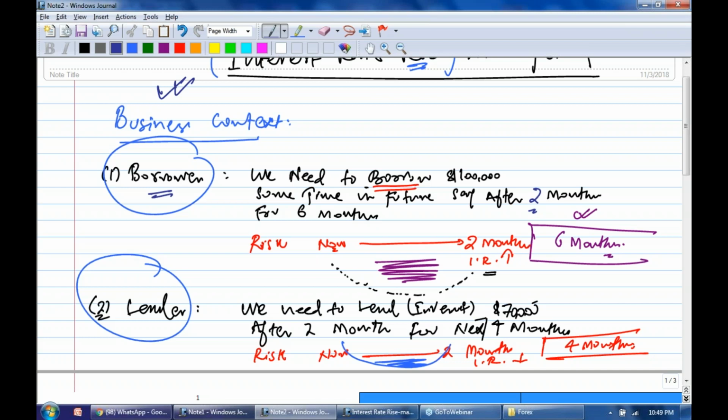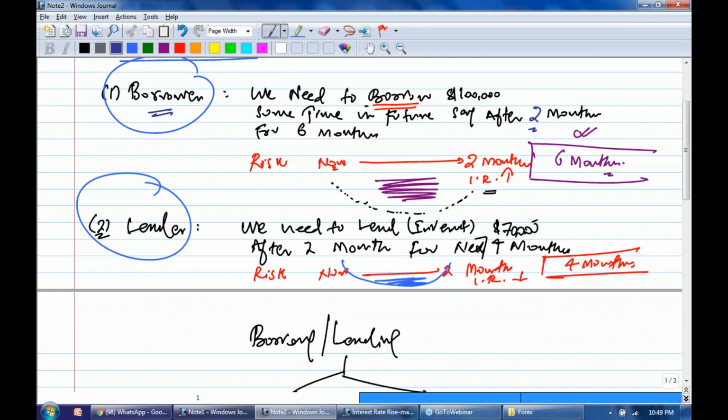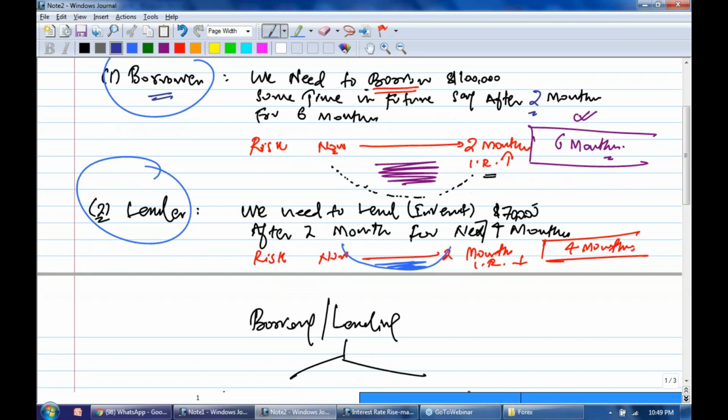In case of the lender, if we need to lend the money, what will be the risk? For example, if we have a spare fund after 2 months for a time period of 4 months, what will be the risk? The risk will be that the interest rate will decrease and we will get a loss. So in simple terms, as a borrower, we have a risk of interest rate increase. As a lender, we have a risk that interest rate will decrease.